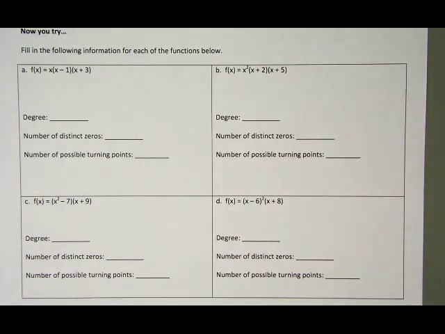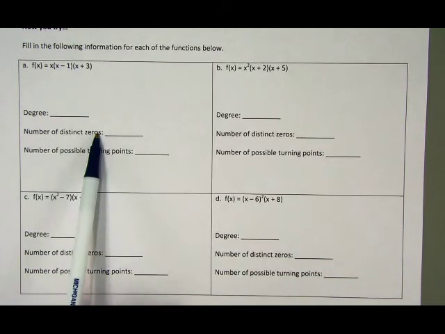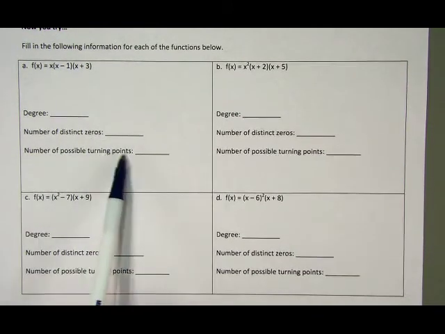So in letter A, we're given a polynomial function. In this case, it's already half done for you. It's already factored, so we don't have to go through and do long division and factor this. It's already factored for you. From here, they want you guys to find the following information. They want you guys to list the degree, the number of distinct zeros, and the number of possible turning points.